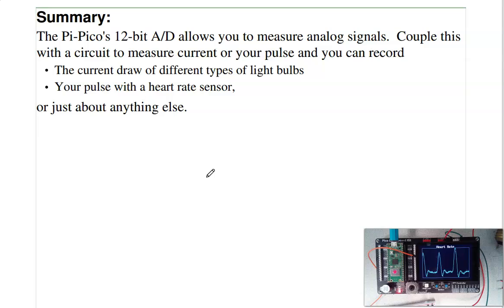So what we're able to do now is we're able to read both current and heart rate. The Pi Pico's 12-bit A to D allows you to measure analog signals. Couple that with some circuits, and you've got current readings, you've got pulse readings, or just about anything else. Basically, the Pi Pico is extremely powerful. The 12-bit A to D is very versatile. Anytime I can get a signal to an analog voltage between 0 and 3.3 volts, the Pi Pico can read it. And that's lecture number 22 for ECE 476.